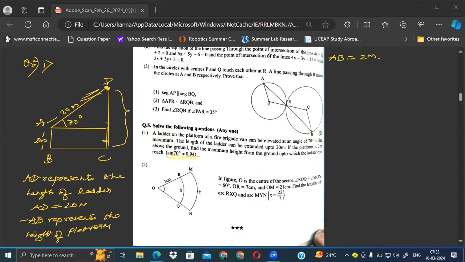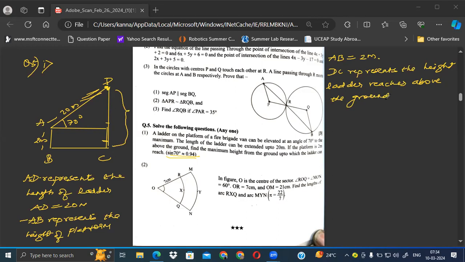Got it? Now I told you, children, DC represents the maximum height the ladder reaches above the ground. I want to find this DC.